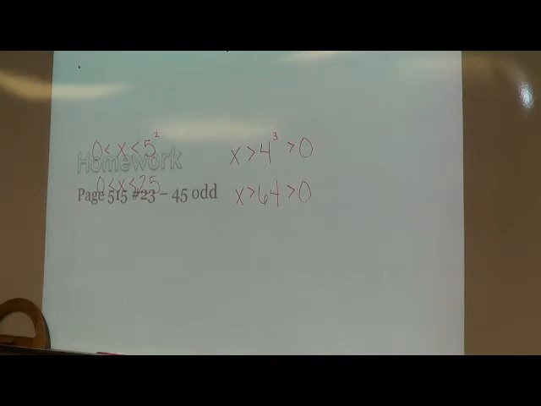Alright, your homework then is page 515, 23 to 45 odds. A lot of that's going to be rewriting in exponential form, using some of these properties we discussed, as well as other things.